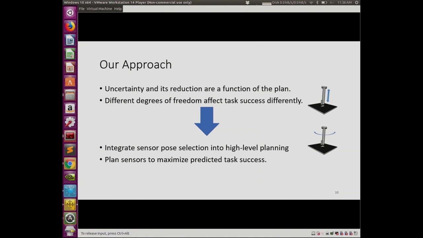Our approach is motivated by the following. Uncertainty and uncertainty reductions are a function of the state of the environment, and therefore they are a function of the plan. And different degrees of freedom are more or less important for different tasks, and we need to account for it. For example, if we look on the right at insertion of a key into a hole, perhaps the axial translation is not as important, but accuracy of rotation angle is critical. We therefore, in our approach, integrate the sensor pose selection into the high-level planner, and we plan for the sensor pose to maximize the predicted task success.